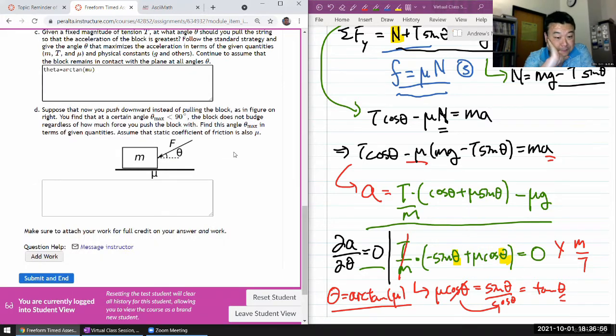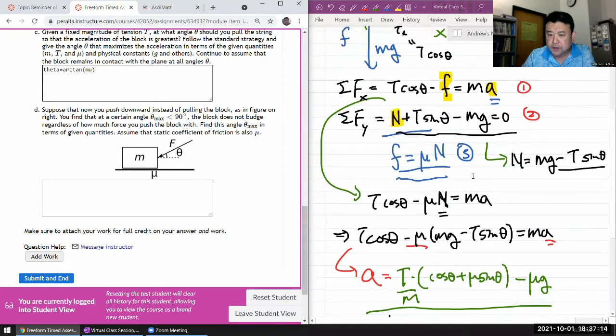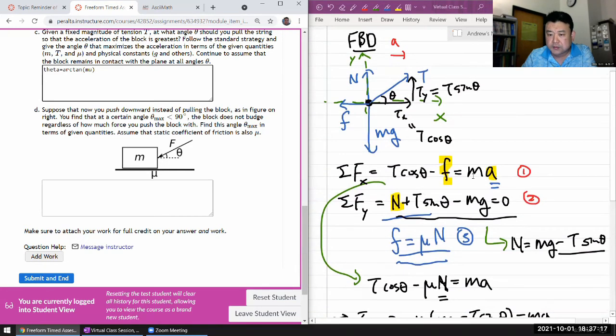Suppose you push it downward, and I wonder if I can use most of the result I have so far. You find that at a certain angle, the block does not budge regardless of how much force you push the block with. So I first had to figure out what, if any, part of this analysis would change. I wonder if I can just, I think I can.